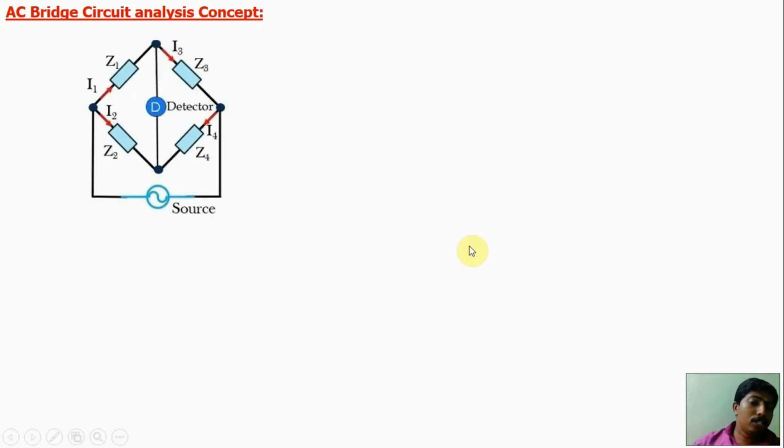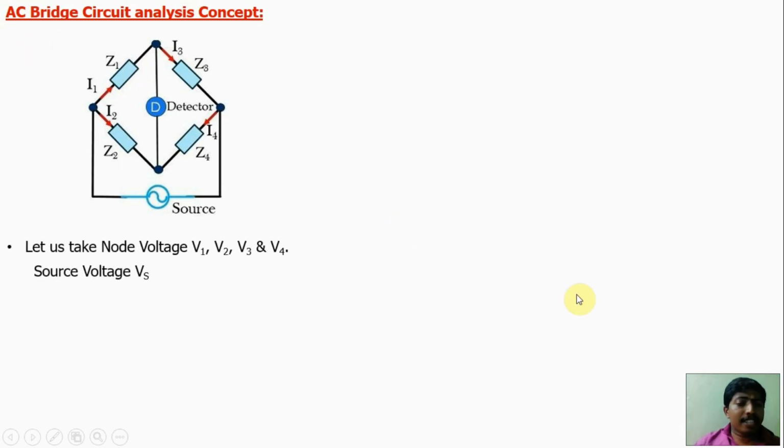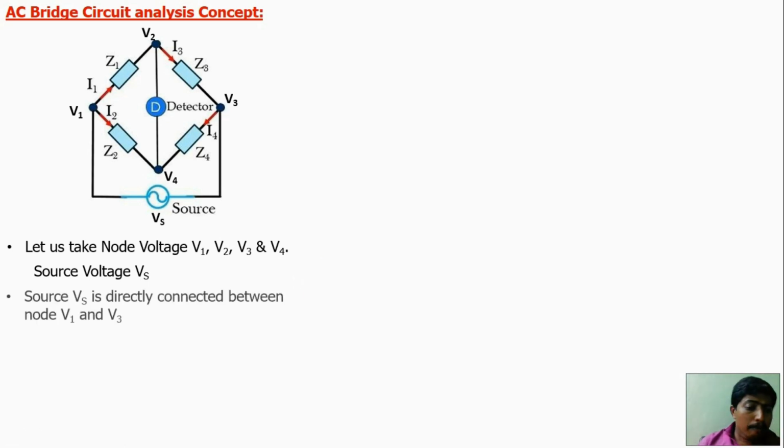AC bridge circuit concepts. So this is the bridge. Here Z1, Z2, Z3, Z4 are the four impedances. So let us take the node voltages: V1, V2, V3, V4. The source voltage is Vs. The source Vs is directly connected between V1 and V3. So V1 minus V3 is equal to Vs. Vs means the voltage across V1 and V3.